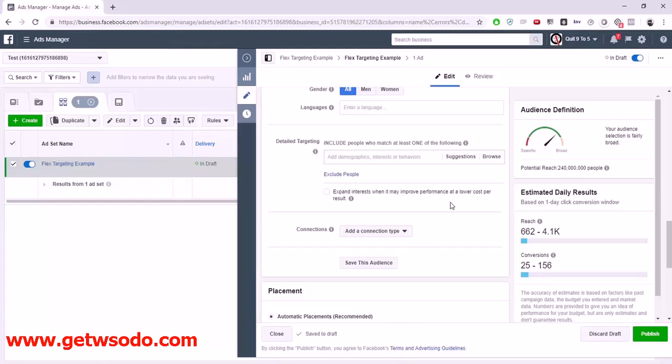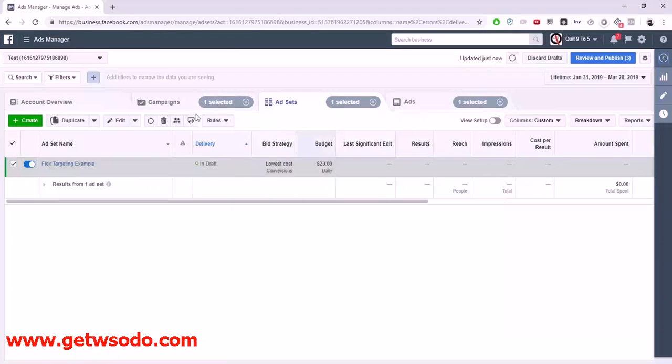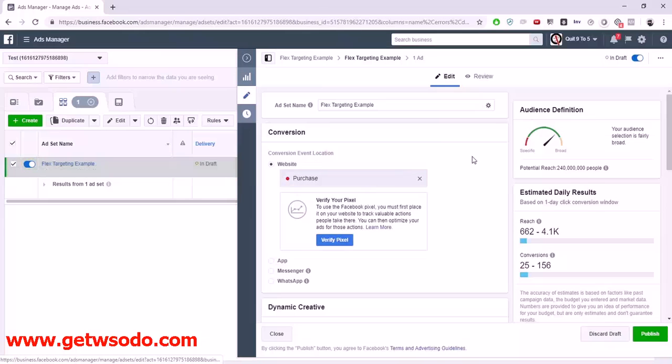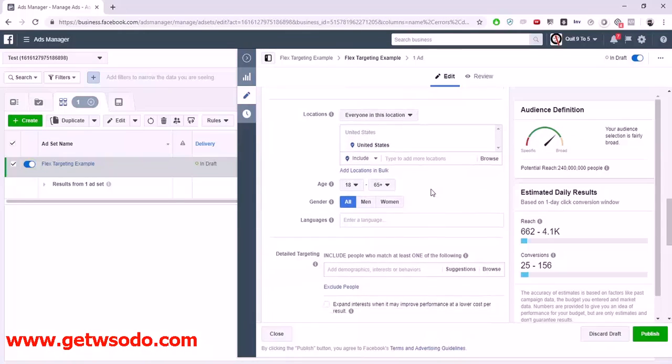I'm going to show you interest grouping. I'm going to show you how to exclude some audiences, and just going to show you a few little fancy tricks that you can use to really just utilize the platform to its fullest. So as you can see in my business manager right here, so flex targeting example, I'm just going to edit this ad and we're going to go down to the targeting section.